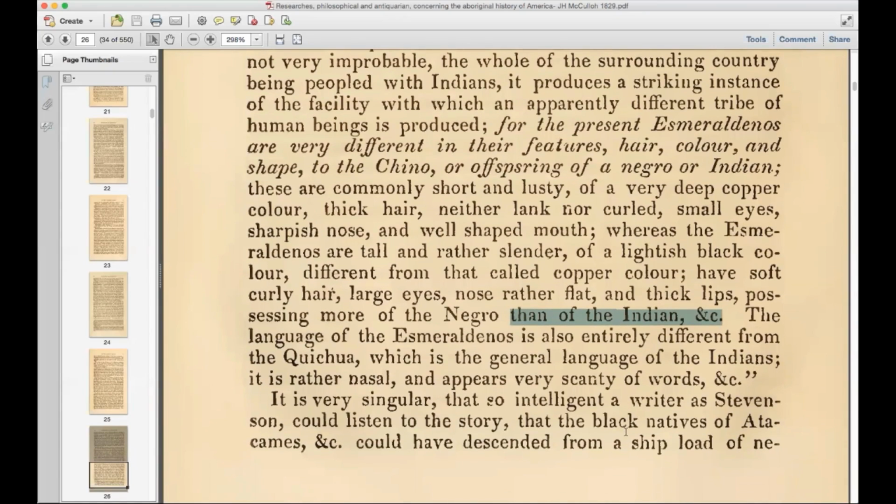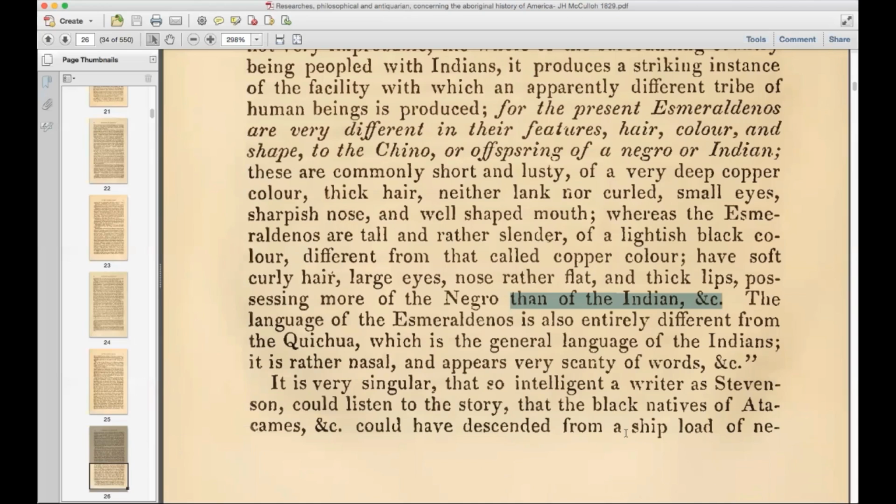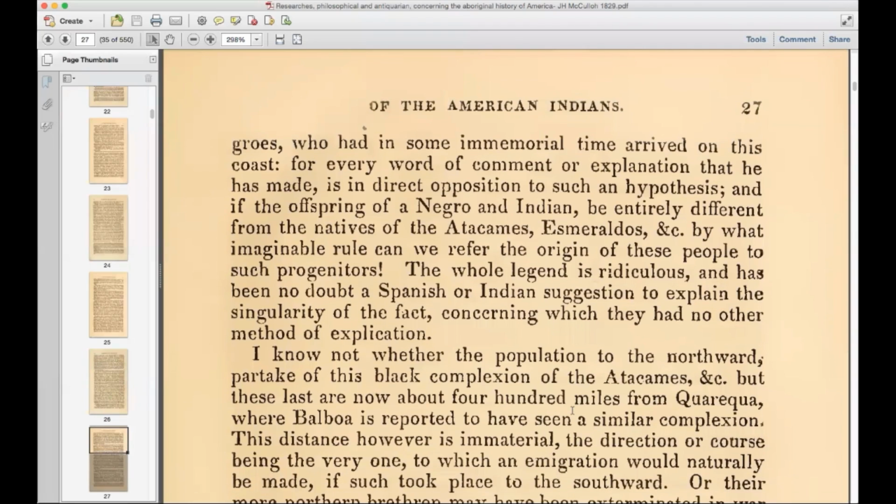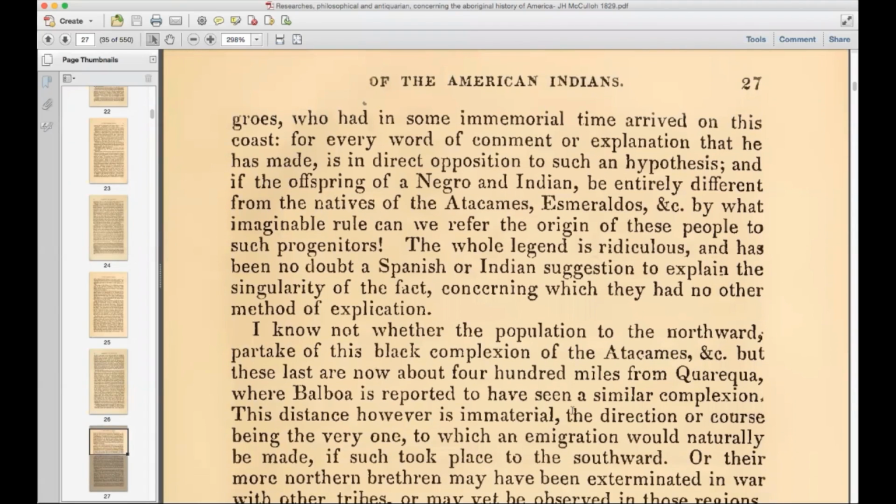It is very singular that so intelligent a writer as Stevenson could listen to the story that the black natives of Atacames could have descended from a shipload of Negroes who had in some immemorial time arrived on this coast. For every word of comment or explanation that he has made is in direct opposition to such an hypothesis. And if the offspring of a Negro and Indian be entirely different from the natives of the Atacames, Esmeraldas, by what imaginable rule can we refer the origin of these people to such progenitors? The whole legend is ridiculous.